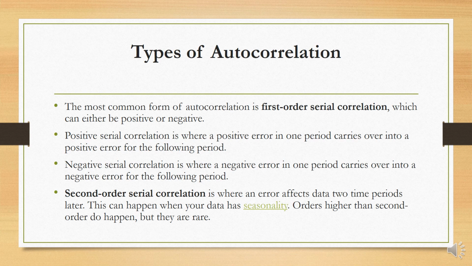The second type is the second order serial correlation, where an error affects data two time periods later. This can happen when your data has seasonality. Orders higher than the second order do happen, but they are rare.